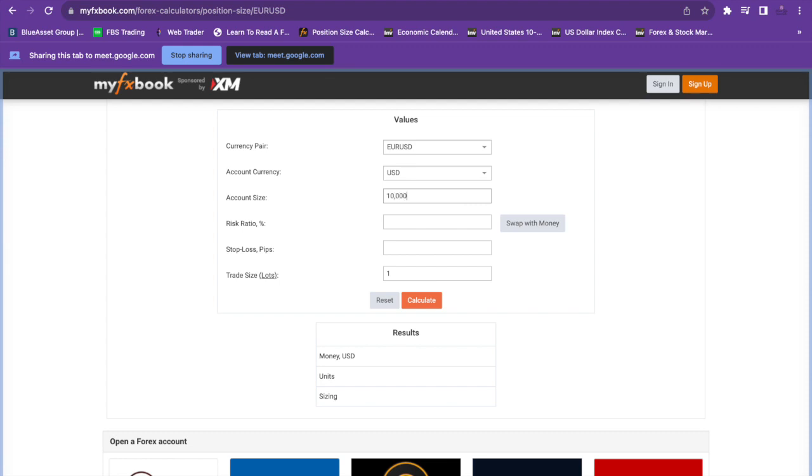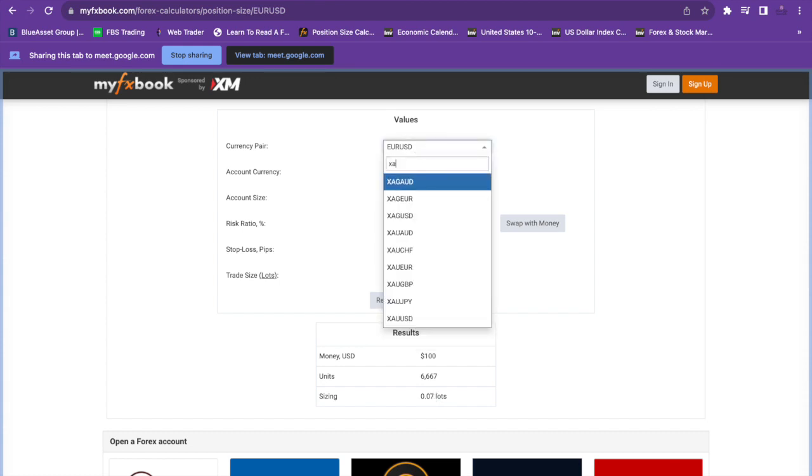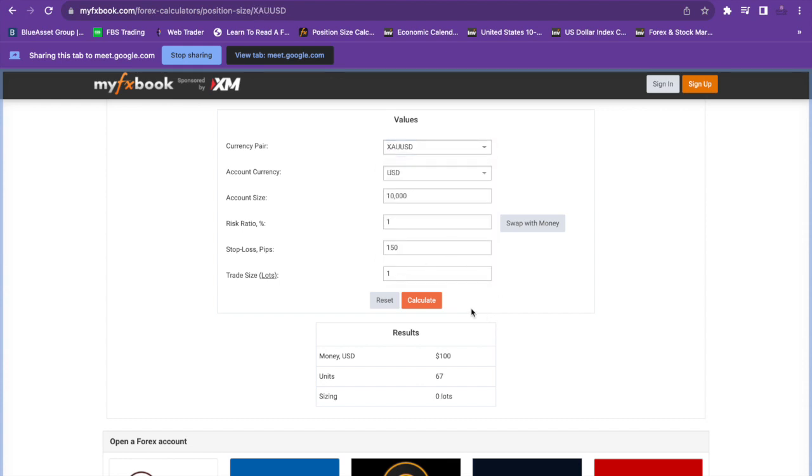Account size is 10,000 cents. I only want to risk one percent of my account. My stop loss is about 150 pips. Calculate. All right, so there you can see. Look at this. Do you see my lot volume is 0.07 on gold? Now, gold is a whole different beast, right? Check here. On gold, it says I cannot even take these types of trades because my account is too low. So now you guys understand why I say to you, don't start on gold. You need to start on Euro USD, because you cannot even risk 1% of your account.